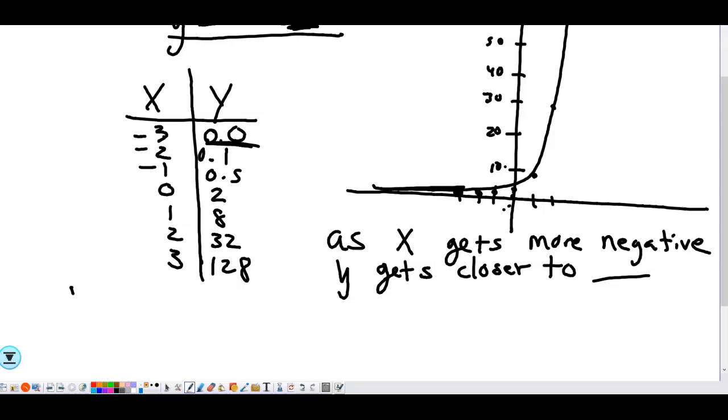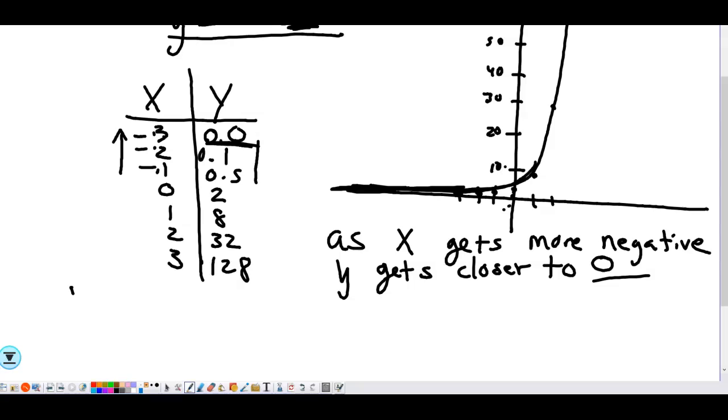All right, so guys, here we go. As x gets more negative, so like I'm going this way. As x gets more and more negative, -1, -2, -3, y gets closer and closer to what number? 0. 0 is the answer. Now, when you look at that on a graph, as x gets more negative, that means as I move to the left, y is getting flatter and flatter. It's getting closer and closer to that x-axis, and that's our asymptote that we talked about. It never gets to 0, but it will get closer and closer.